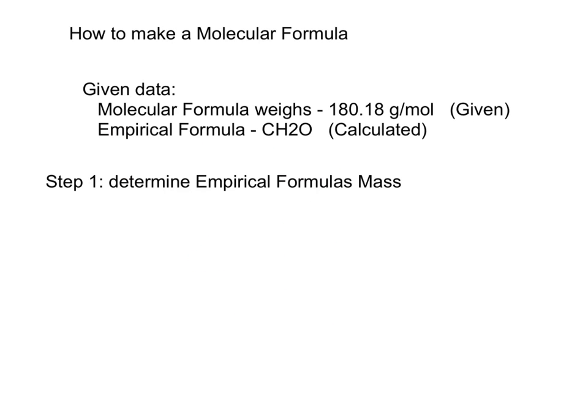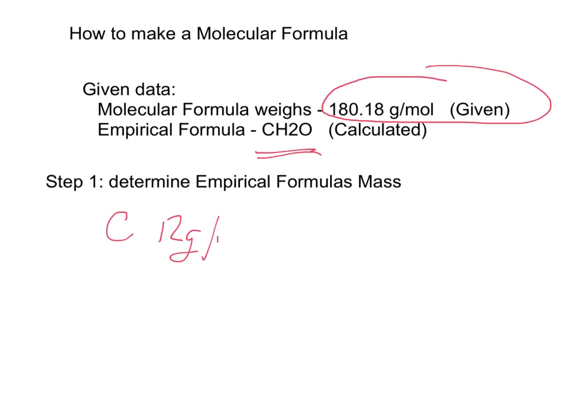And if we review back with the amount of mass we had, it said that it knew that this compound's molecular formula was 180.18 grams per mole. That was given, and we just calculated that our empirical formula was CH2O. So step 1, I have to determine what is the mass per mole of that empirical formula. Well, we know that carbon weighs 12 grams per mole, and I have one of them.